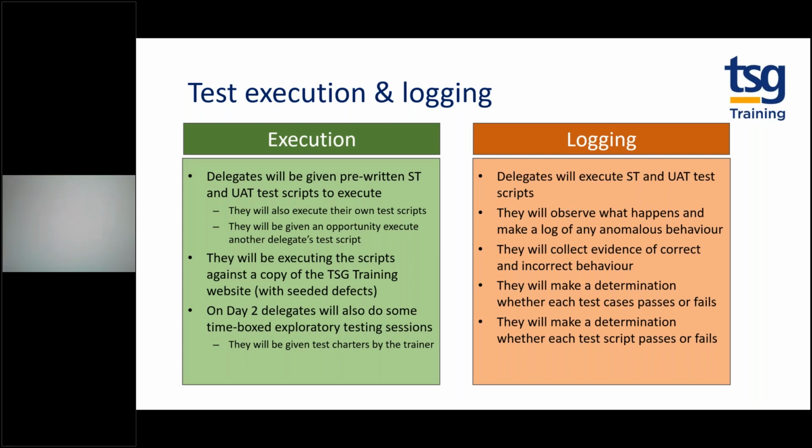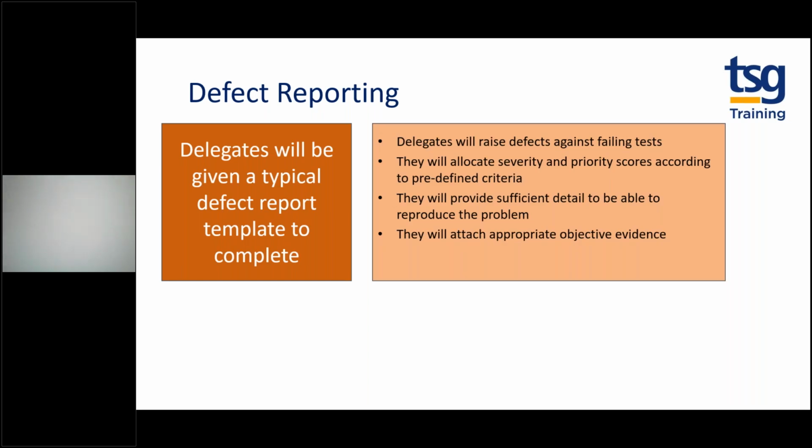And when it comes to defect reporting, it's another of those topics where if we give people a defect template, everyone's got a different one, everyone uses a different tool. So we're going to use a generic template, get them to complete it, and they can raise defects against the tests that fail. We're going to give them some predefined criteria and ask them to make an initial judgment call about severity and priority for the evidence they've got.